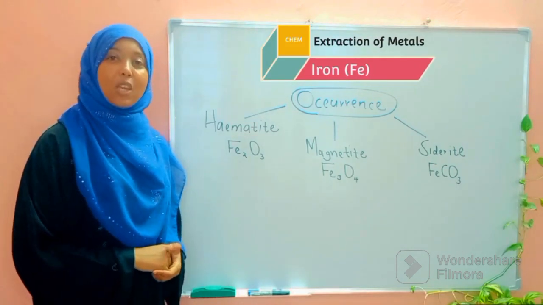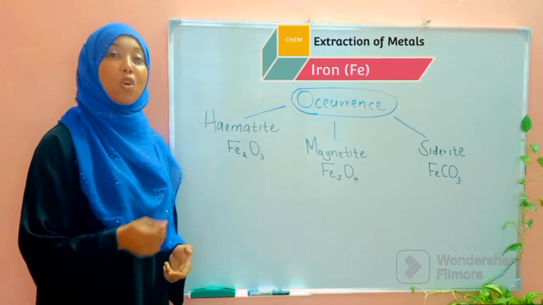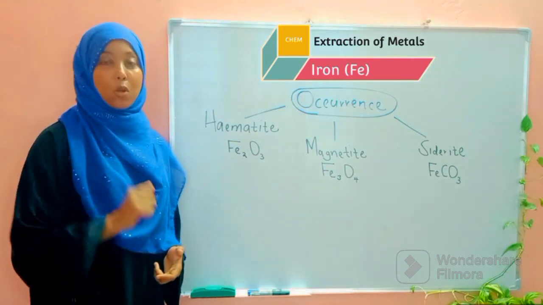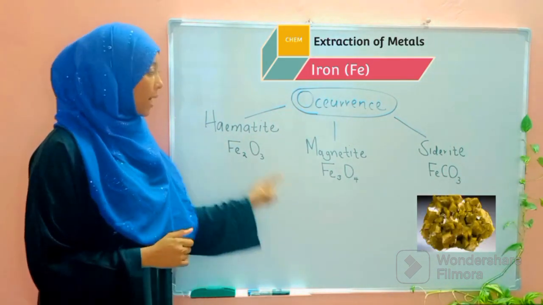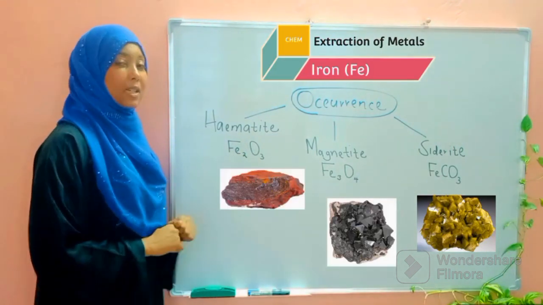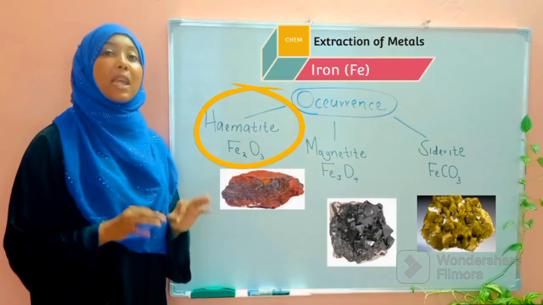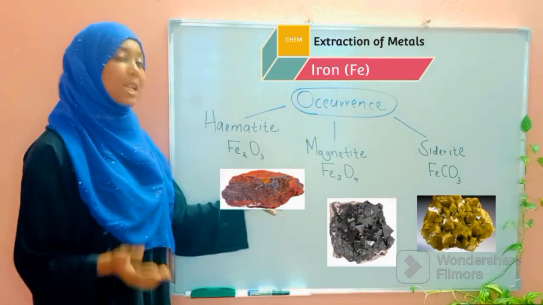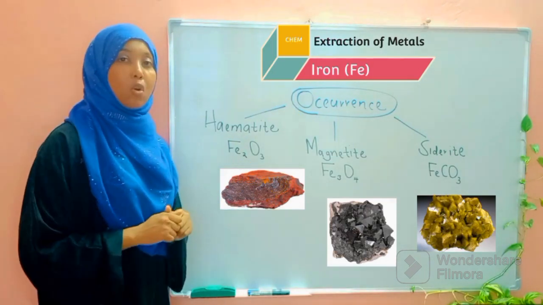In our lesson today, we are going to discuss extraction of iron metal from its ores. So iron has three common ores: siderite, magnetite, and lastly hematite. Now hematite is the main ore of iron. Hematite as well as magnetite tend to be used in the extraction of iron.